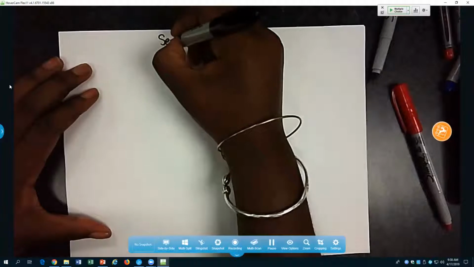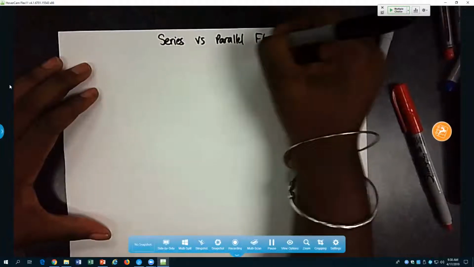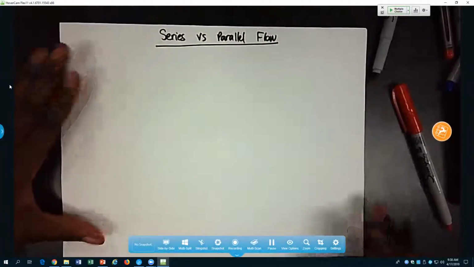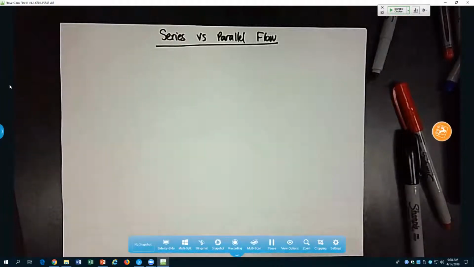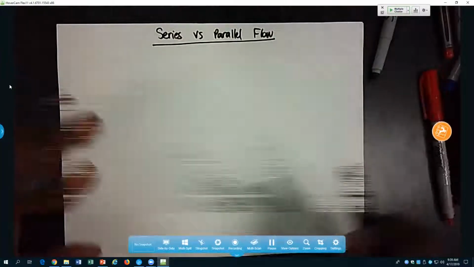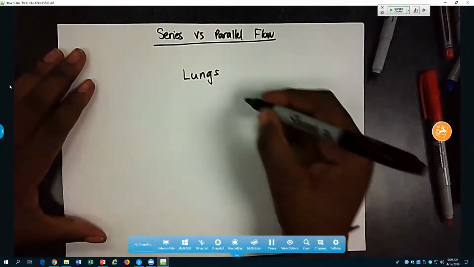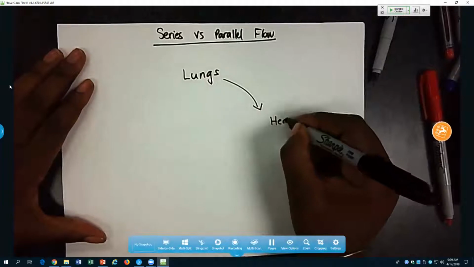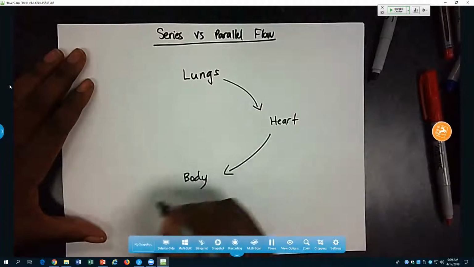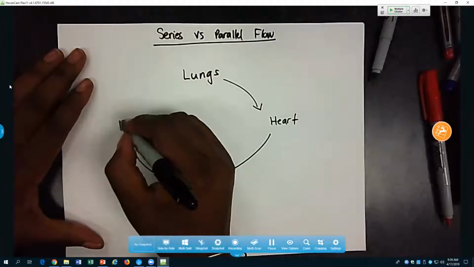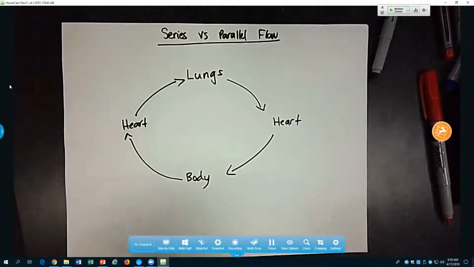Okay, so when we talk about series versus parallel flow, we're talking about the direction of flow and the options for whether or not there are several different areas for that vessel to go. So we have our lungs, which then sends blood to the heart, which then sends blood to the body, which then sends blood back to the heart, which sends blood back to the lungs. And so this is an example of series flow.